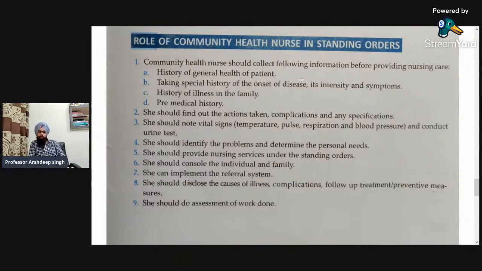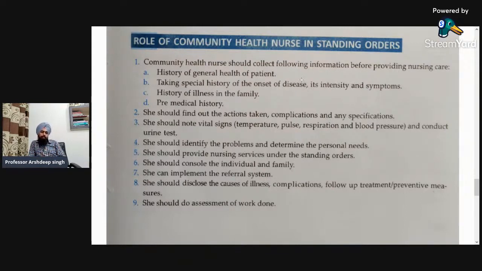First, the history of the general health of the patient. Second, taking a special history of the onset of the disease, its intensity and symptoms. If there is any disease present, we have to specifically check that and collect the history. Next is the history of illness in the family: whether any other member of the family has the same disease or not. Also the past medical history of that person.